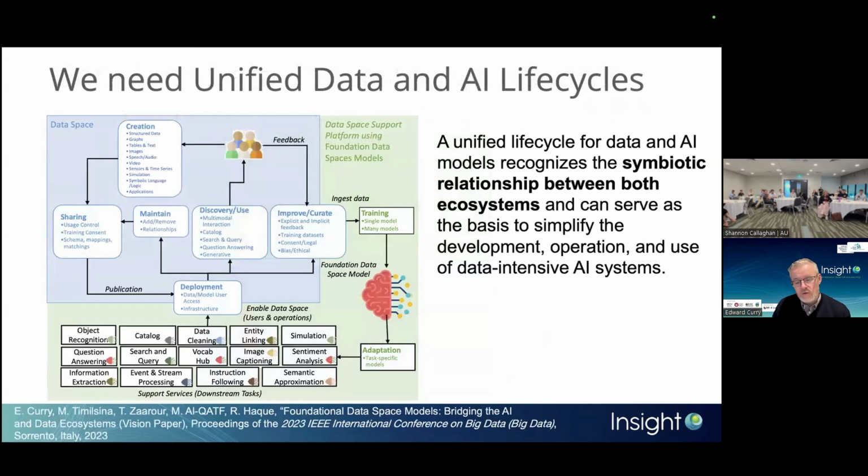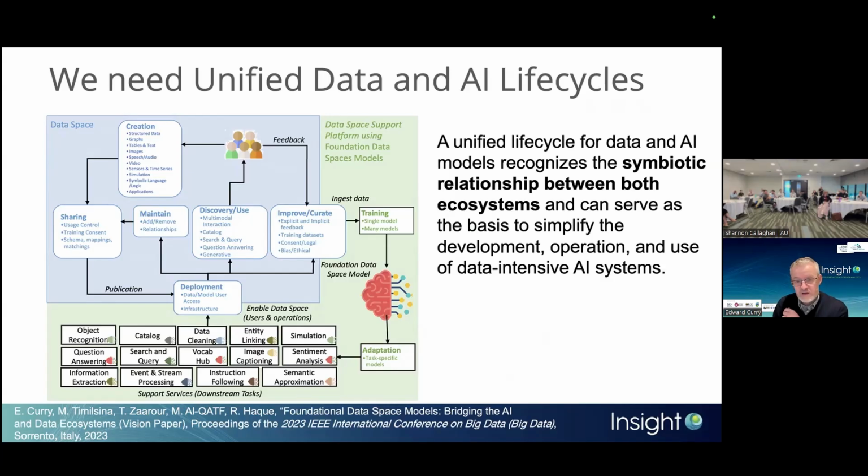So ultimately, what we need here, and this is kind of an active area of research, but it's actually happening primarily within industry as opposed to within academia, is the need to bring together the life cycle that we have for data management and the life cycle that we have for building AI systems. So we need to have this unified data and AI lifecycle, and specifically within the area of data spaces.